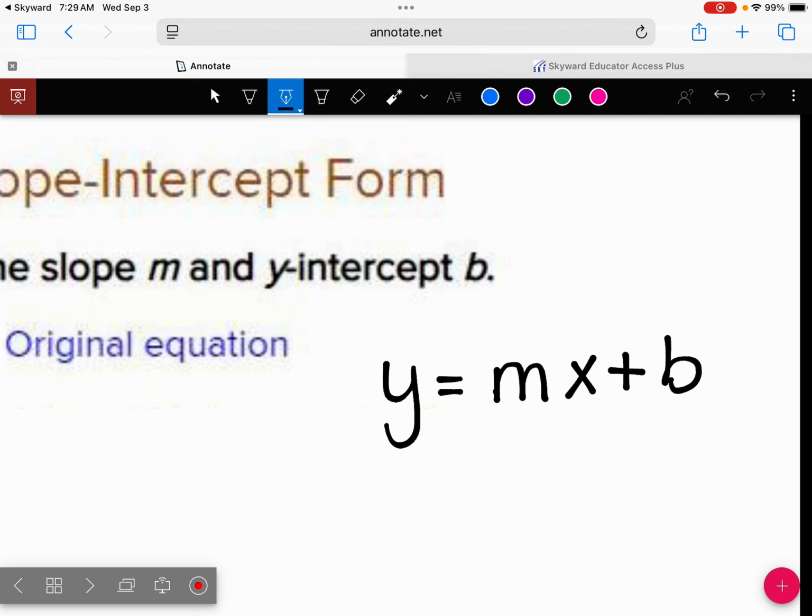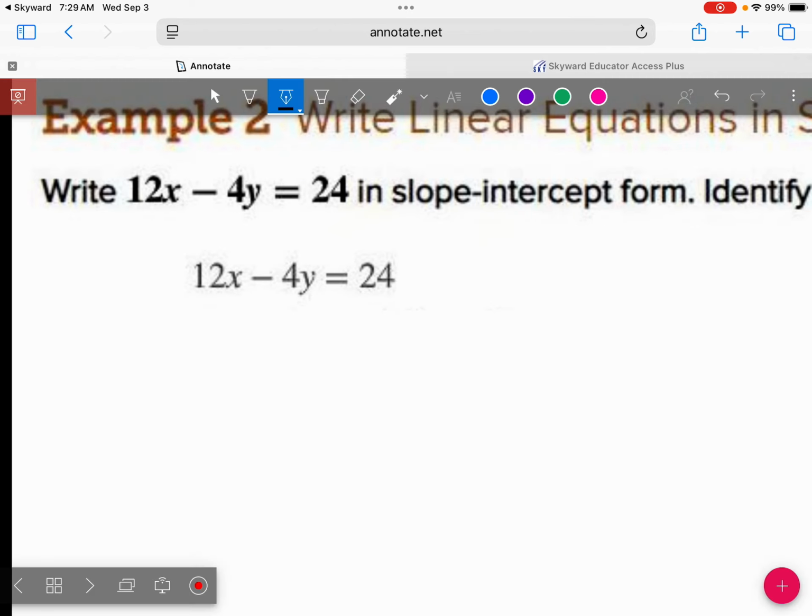We need it to be y equals mx plus b. What that means is I need to take my 12x minus 4y equals 24, and I need to make this be a y equals.